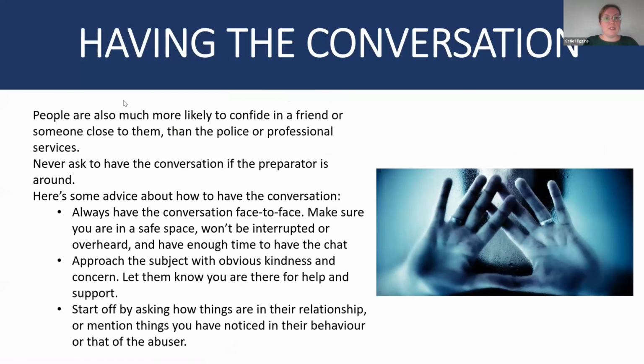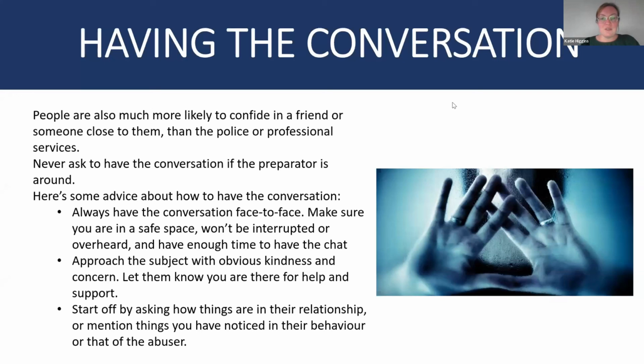So having the conversation around domestic abuse. Generally, people are more likely to confide in a friend or someone close to them rather than a police officer or a healthcare professional. We're always taught to never have the conversation if the perpetrator is around. So you don't want to start talking about domestic abuse if the perpetrator's around in the house or sat next to the victim. And the reason for that is that if you question it, then sometimes the abuse can become worse. So we never ask when the perpetrator is around.